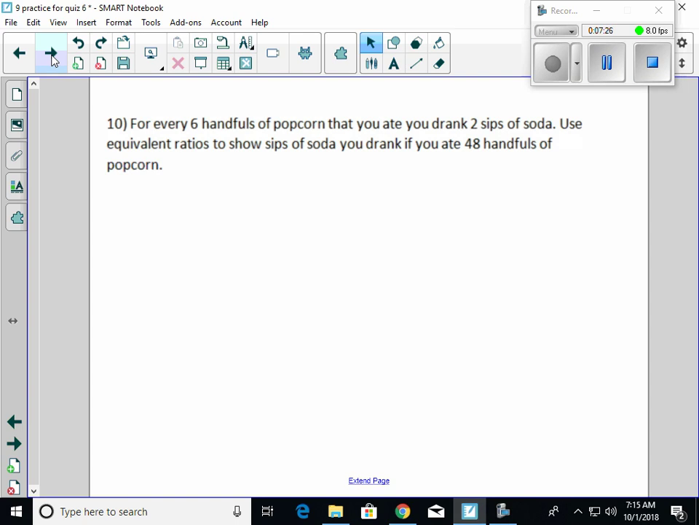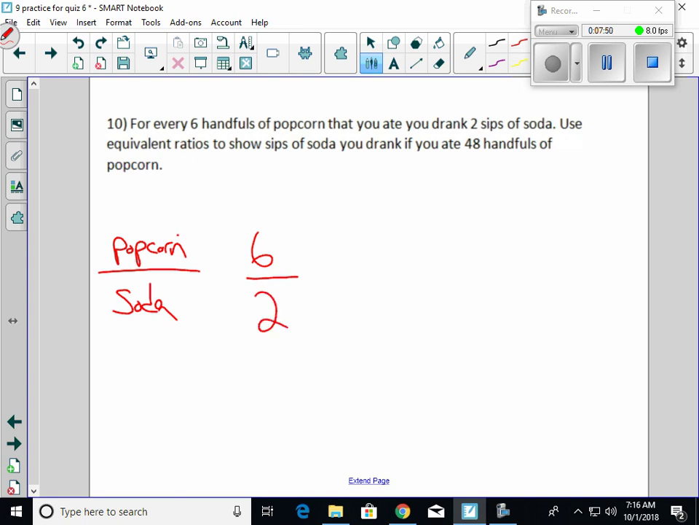Okay, one more with equivalent ratios. For every 6 handfuls of popcorn that you ate, you drank 2 sips of soda. So we're talking about handfuls of popcorn and sips of soda. But instead of doing a table, I'm going to do equivalent ratios or equivalent fractions. So 6 handfuls of popcorn for 2 sips of soda. And let me read that last number they give me. Use equivalent ratios to show the sips of soda you drank if you ate 48 handfuls of popcorn.